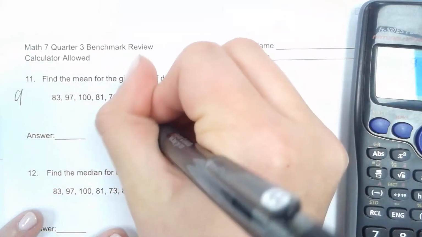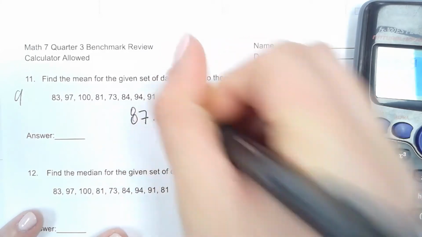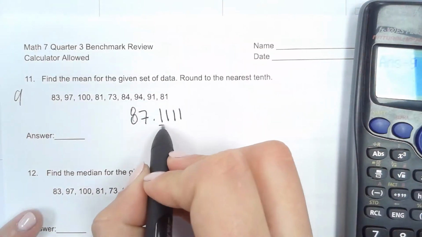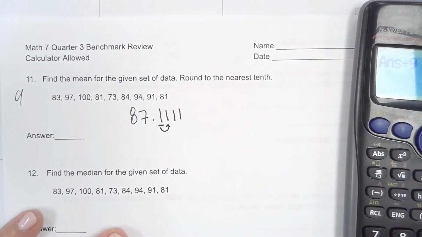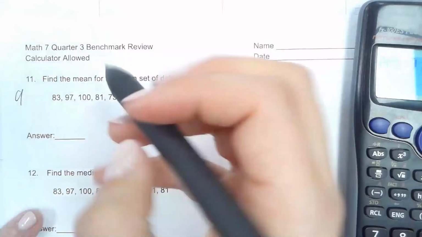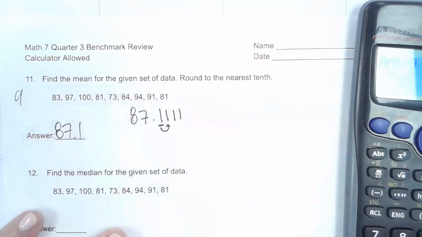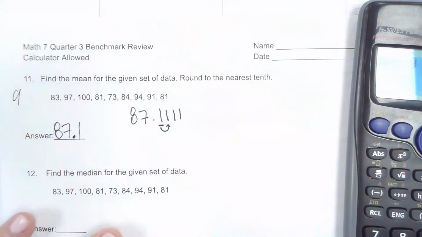So 87.1 repeating. If they want us to round to the nearest tenths, you're looking at the tenths place, looking at the number behind it. If it's 5 or greater, you are going to round up. If it's not, you're going to leave it alone. So in this case, we're going to leave it alone. So your answer, your mean, is 87.1.